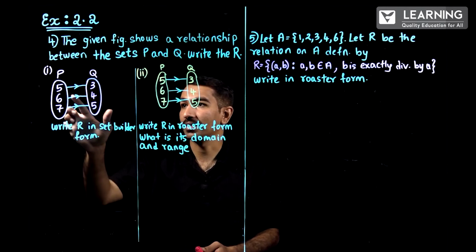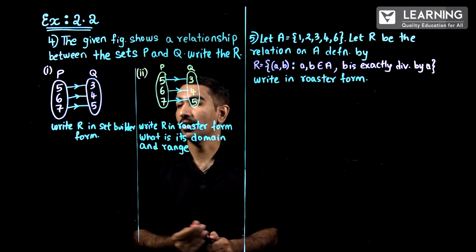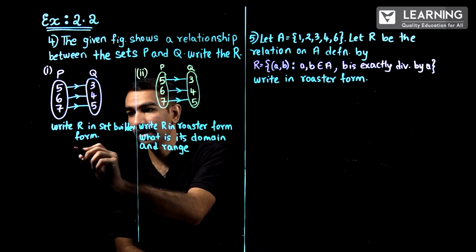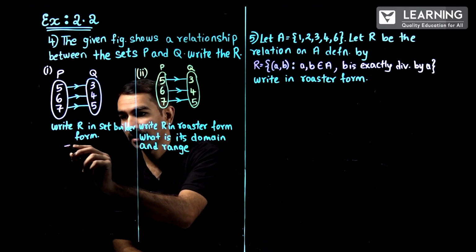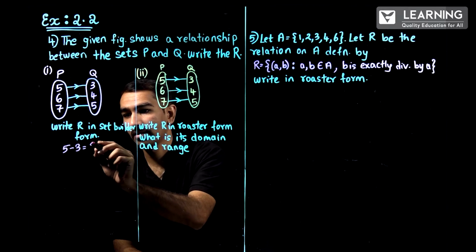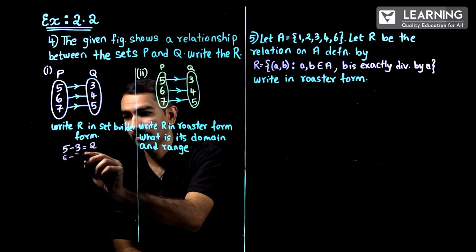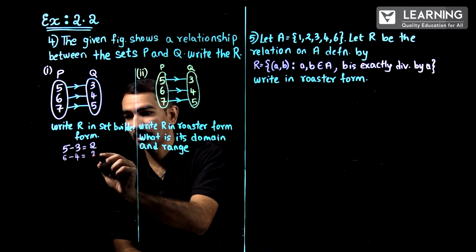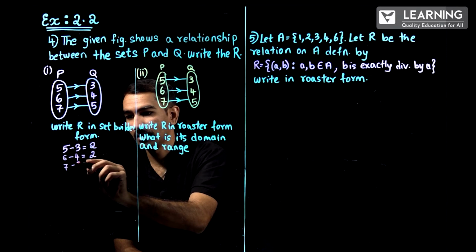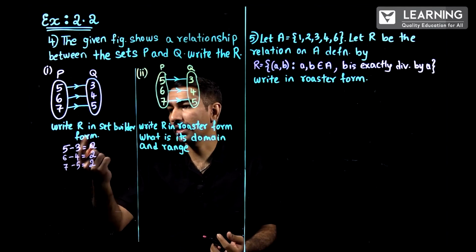So it is showing the relationship between the set P and set Q. Now what is happening here, students? P and Q. How is it? 5 comma 3, correct? 5 minus 3 equals 2, correct? 6 minus 4 equals 2 again. 7 minus 5 equals 2 again. Now the question is, why are we doing only minus, why not plus?